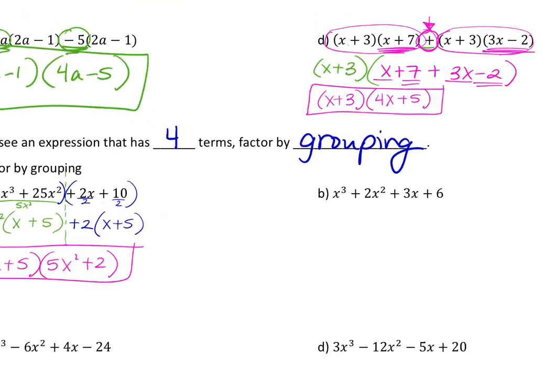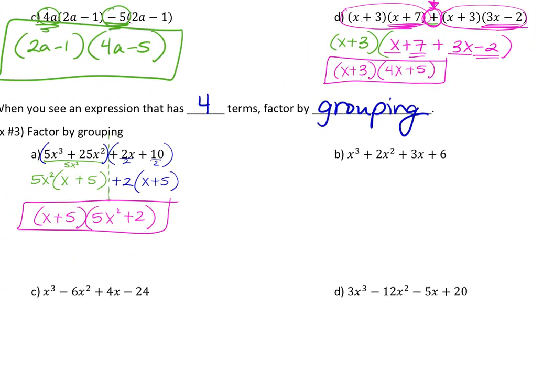Good. All right, let's try this one together, and then I'm going to have you try the next two on your own. This one, if you group it, okay, those are your two groups. What can you factor out of x cubed plus 2x squared? An x squared. So we're going to factor out an x squared, and we will be left with x here. What here? 2x squared divided by x squared is 2. Okay, so it's x squared times x plus 2.